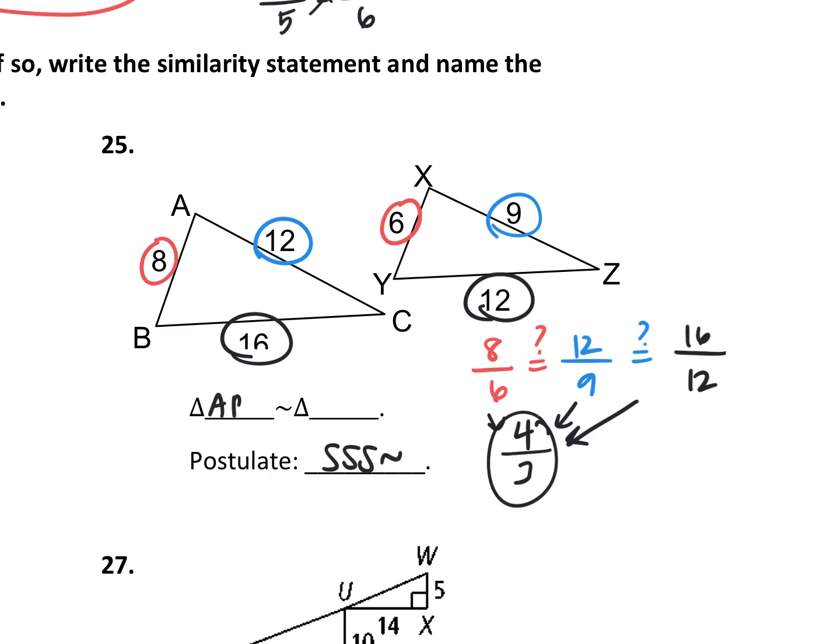Now we just have to label the triangles. So ABC, since I started on the top here, I have to start on the top here: XYZ.